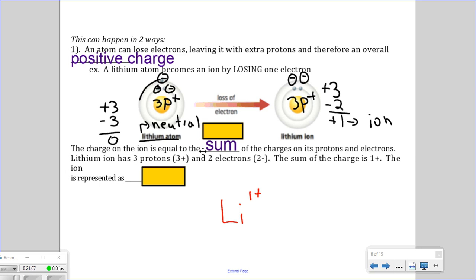The charge on the ion is equal to the sum of the charges on its protons and electrons. Lithium has 3 protons and 2 electrons. The sum of the charge is +1. The ion is represented as Li1+. So you write the symbol for the element, Li, and then to indicate that it is an ion, in the top right corner you write the charge on that ion. You could write it just as plus, or 1+ in this case.